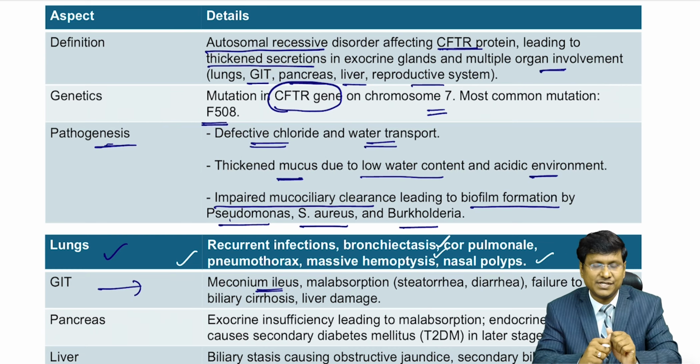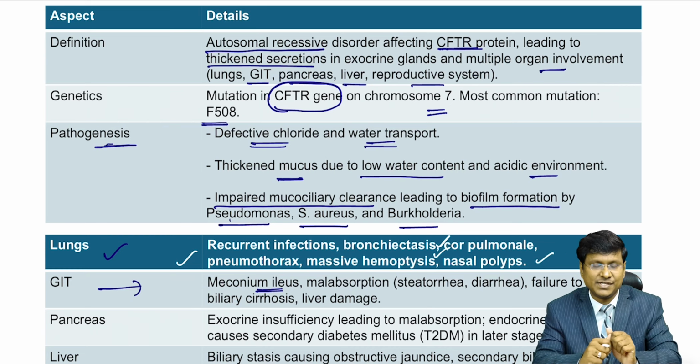And these patients will also have malabsorption, and that malabsorption will lead to the development of steatorrhea as well as diarrhea. Because of the malabsorption, the growth is impaired, and that will result in failure to thrive. The other important gastrointestinal abnormalities will be biliary cirrhosis as well as liver damage. So these are the gastrointestinal problems observed in patients with cystic fibrosis.